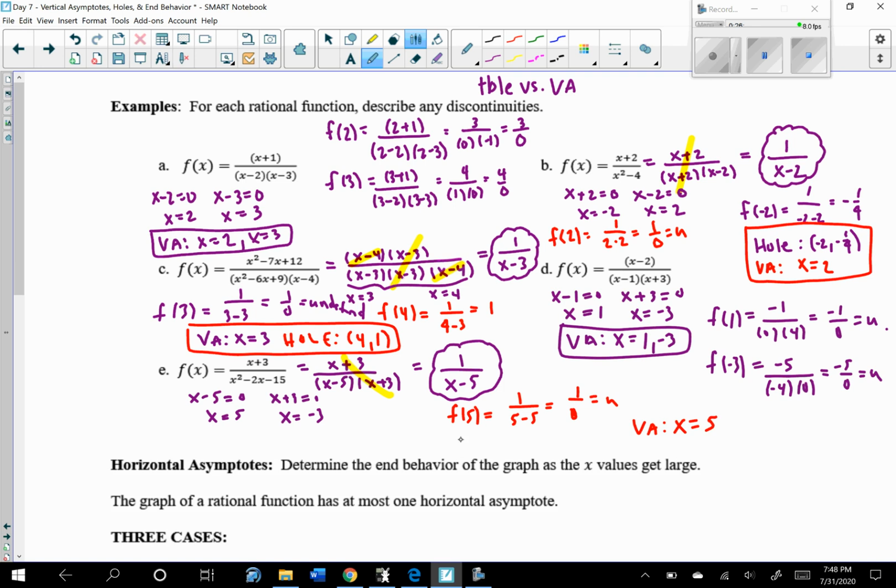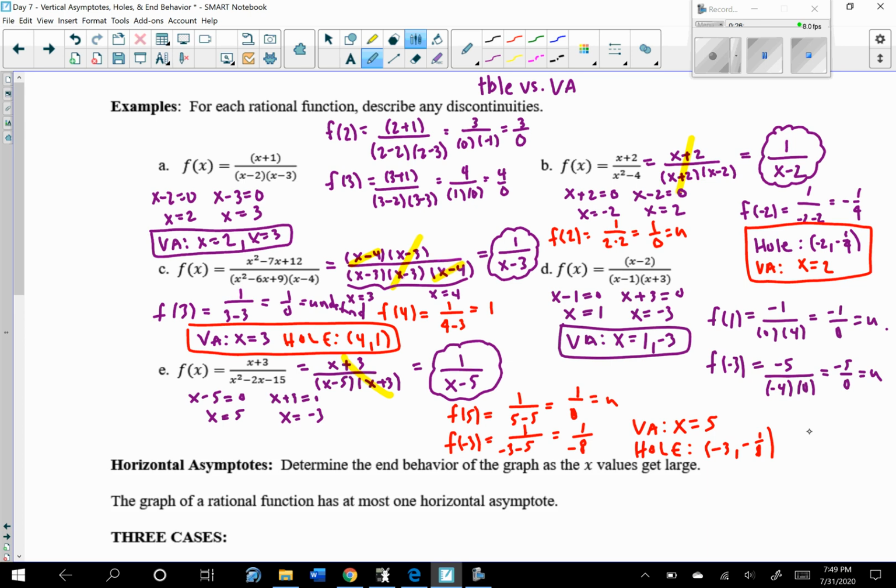If I plug in negative 3, f of negative 3 gives me 1 over negative 3 minus 5, which is 1 over negative 8. Because I didn't get 0 in the denominator, that means that at negative 3 we have a hole. So there is a hole at, and you want to always write the coordinate pair, negative 3 comma negative 1/8.